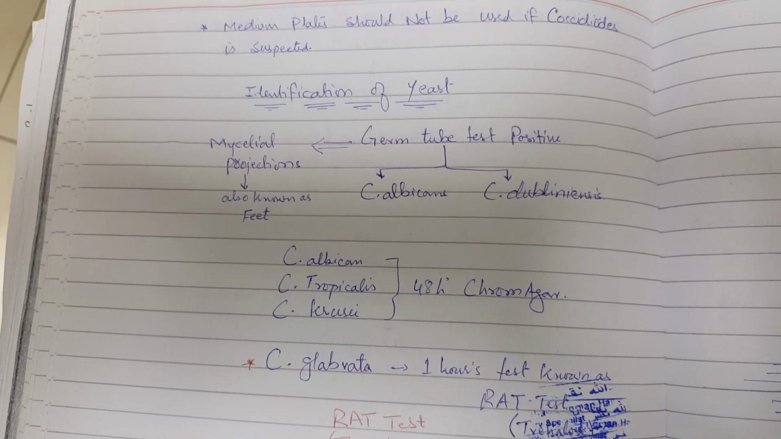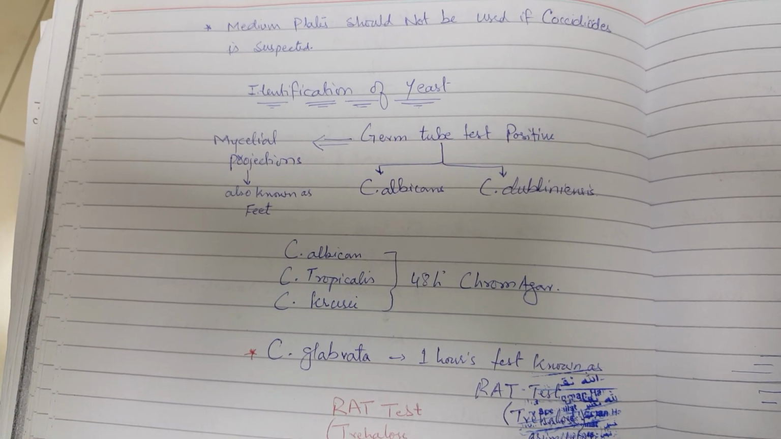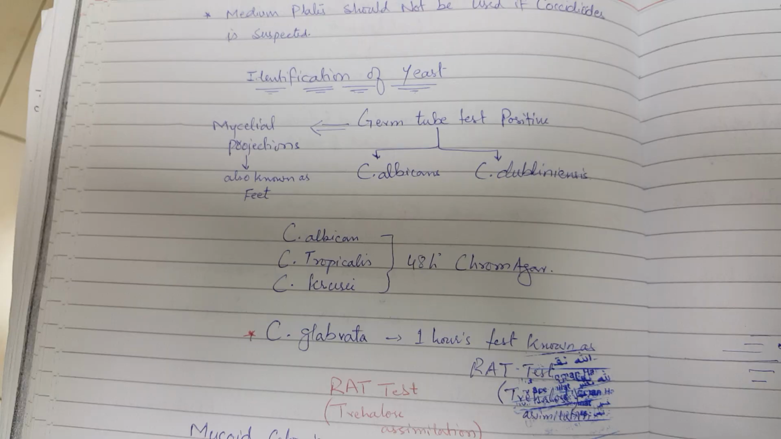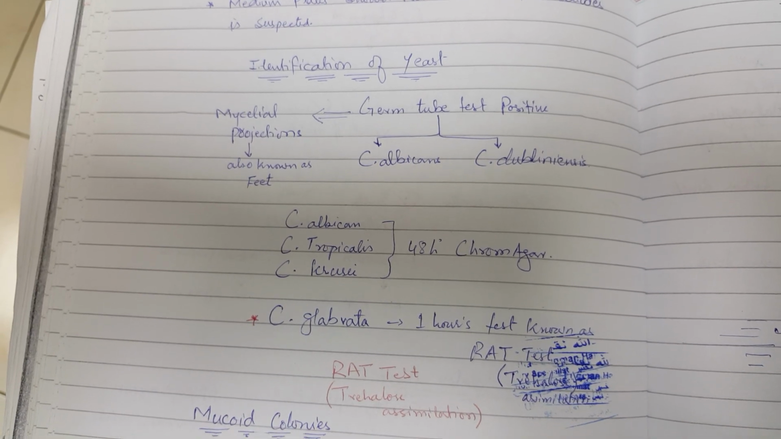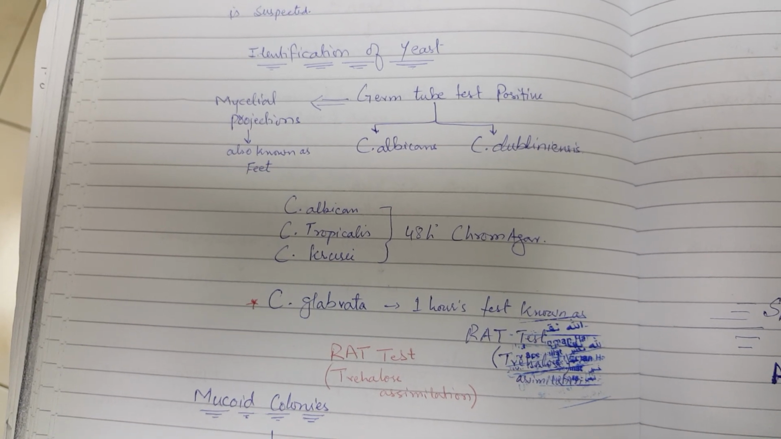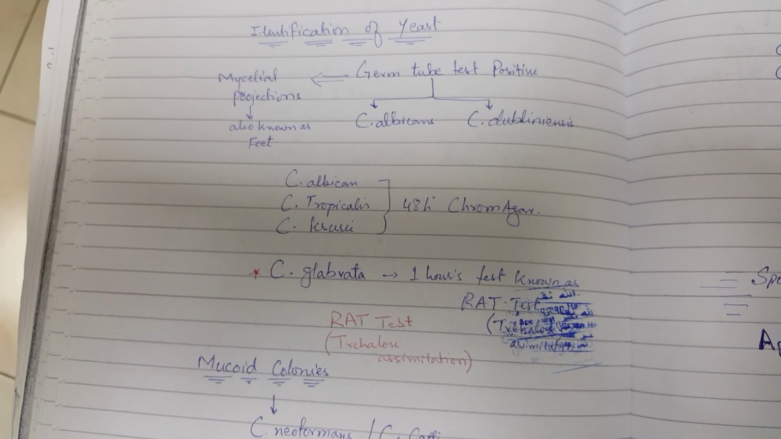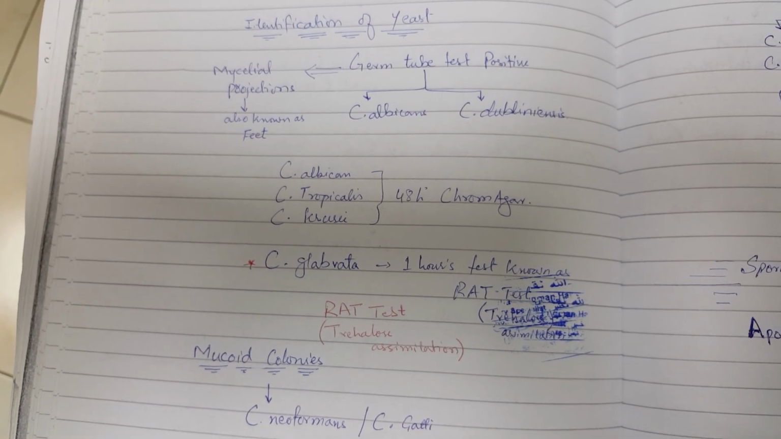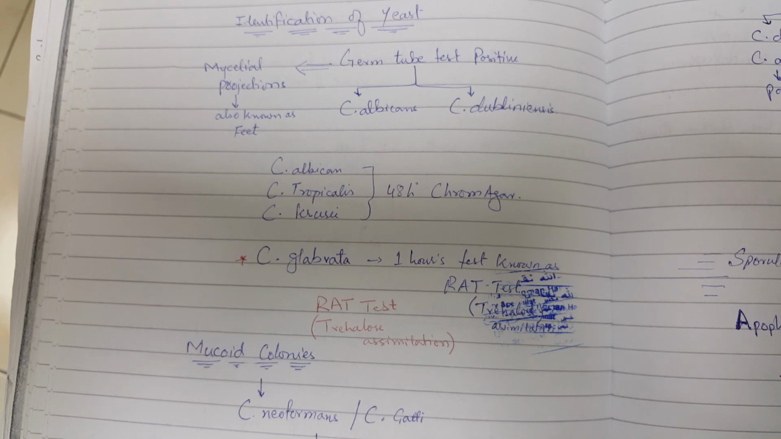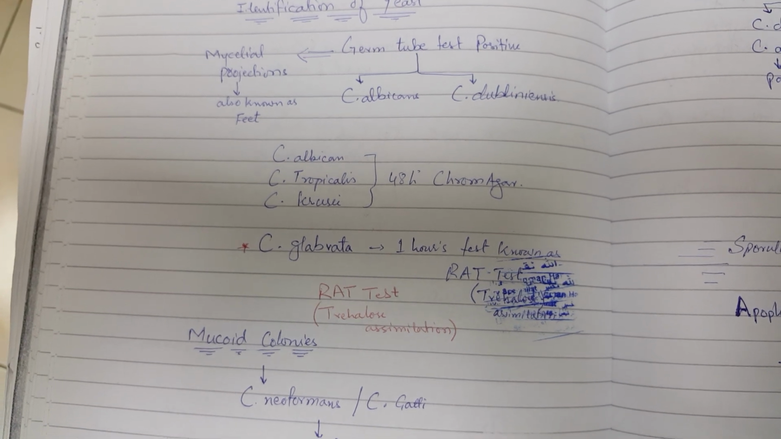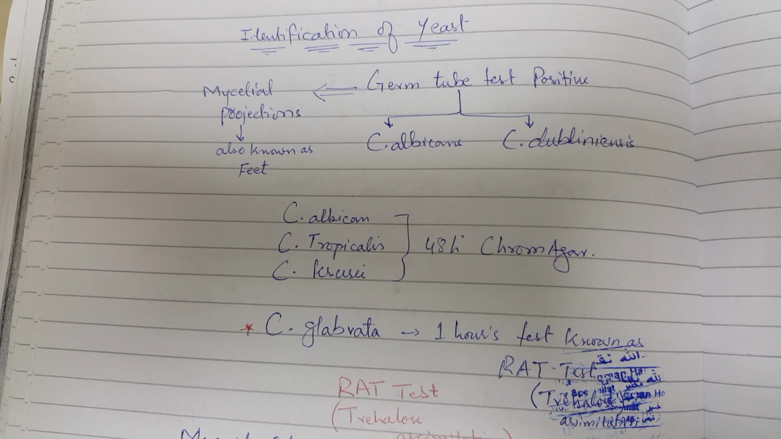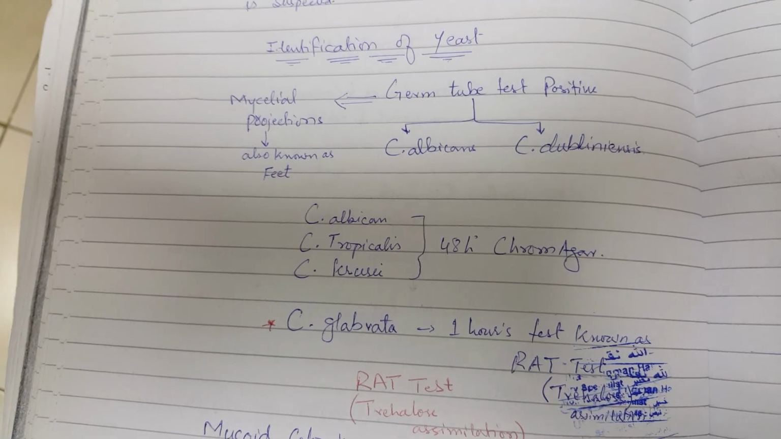The identification of yeast is first done by the germ tube test method, in which mycelial production, also known as feet, is seen in case of Candida albicans, while Candida dubliniensis is negative. Albicans, tropicalis and krusei are identified on 48-hour CHROMagar, while in C.